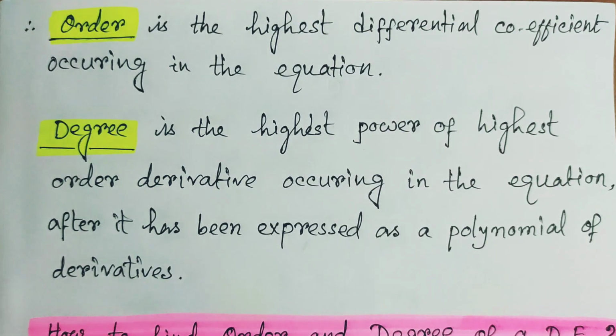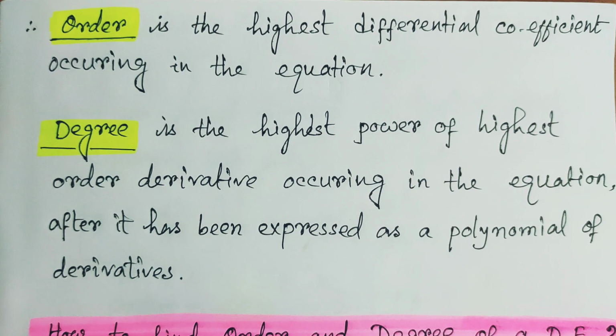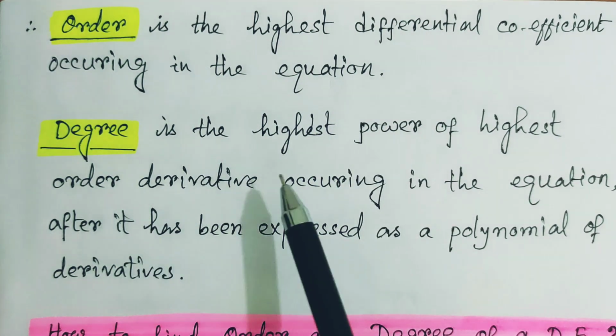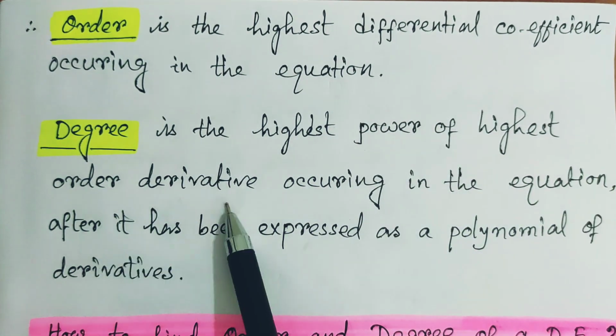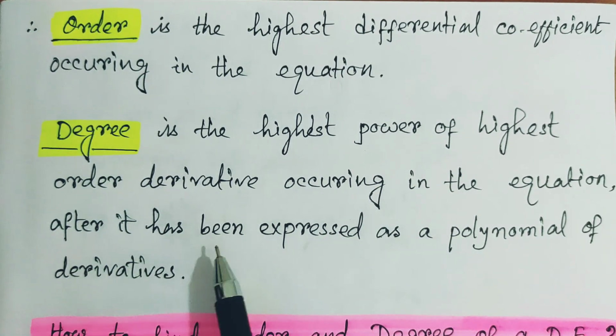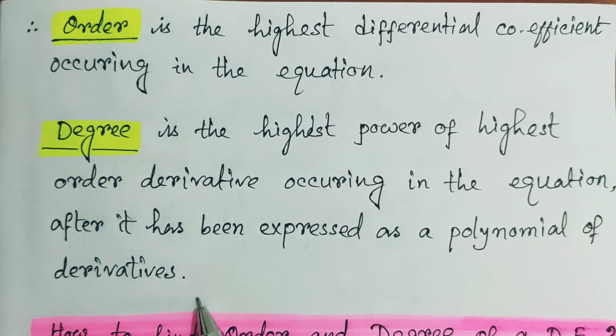So here is the definition for the order and the degree of a differential equation. First it is the order. Order is the highest differential coefficient occurring in the equation and degree is the highest power of highest order derivative occurring in the equation after it has been expressed as a polynomial of derivatives.